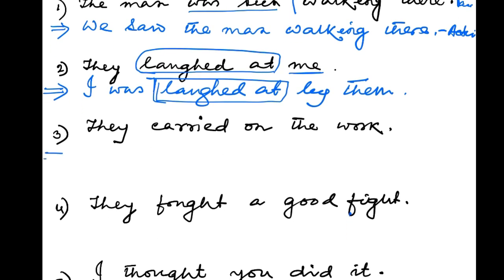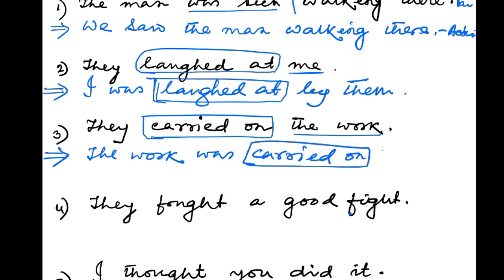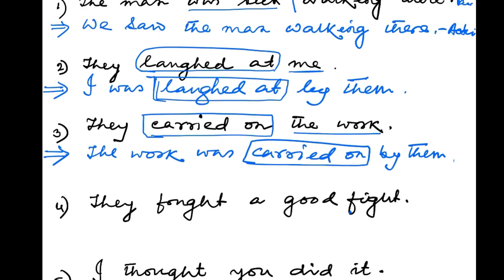Now come to the third sentence. They carried on the work. The same type of sentence. "On" is grouped with "carried." So this is the object, so use the object: the work. Past indefinite tense, so you will get "was." The work was carried on, C-A-R-R-I-E-D. "On" will always be with it. The work was carried on by them.